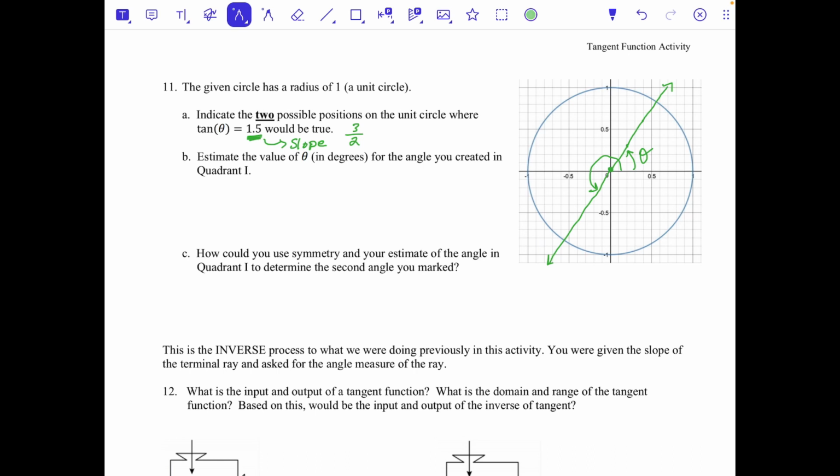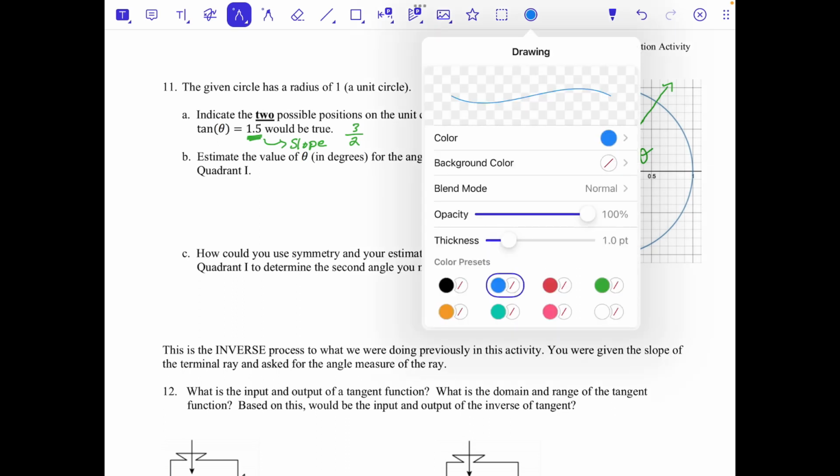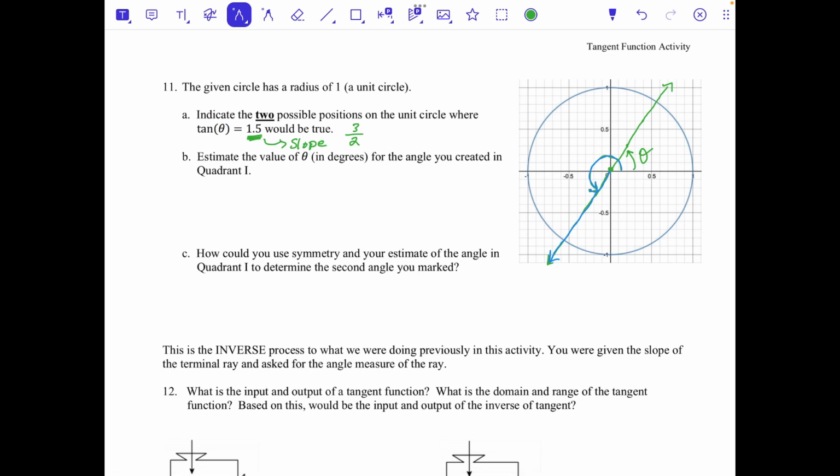So notice that we got two of them, and I'm actually going to make that second angle a different color just so we don't mix it up. We got our two different locations. Now, in this next question, we're asked to estimate this first angle measure, and then how could we use symmetry in our estimation to come back to what it actually is.